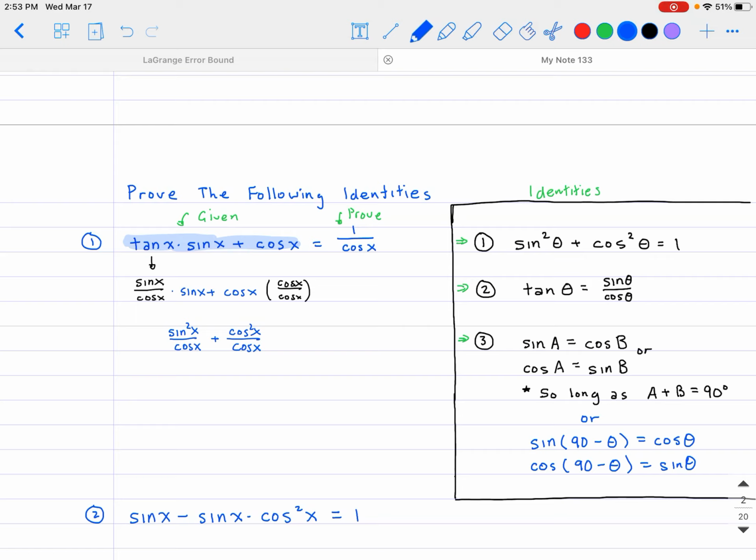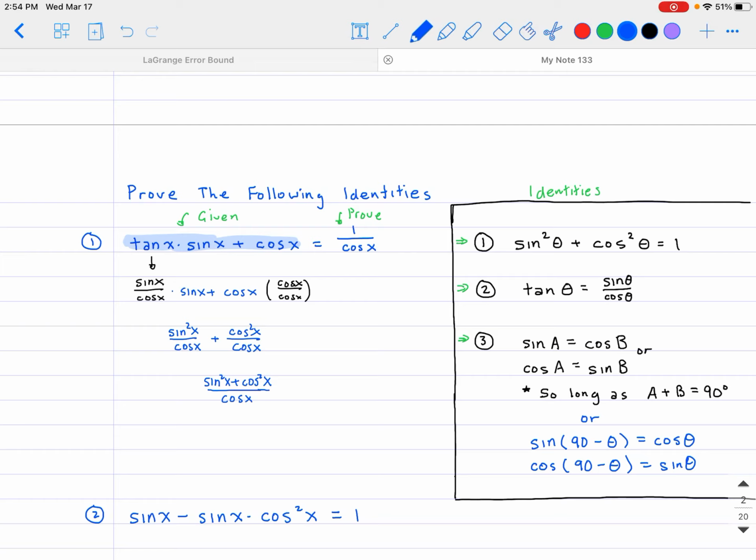Now that I have a combined term, the bottom is cosine of x. On the top, I have sine squared x plus cosine squared x. All you're doing is going back and forth between identity and algebra. If you can't do identity, you do algebra. If you can't do algebra, you do identity, and so forth. That is pretty much the exhaustion of all the algebra that I can see. So now we go back to the identities and see if there's something we can replace.